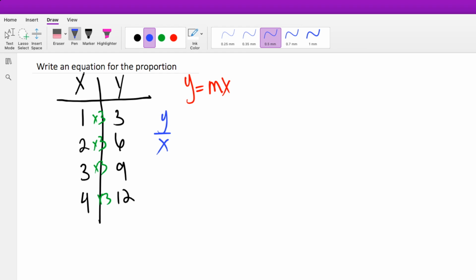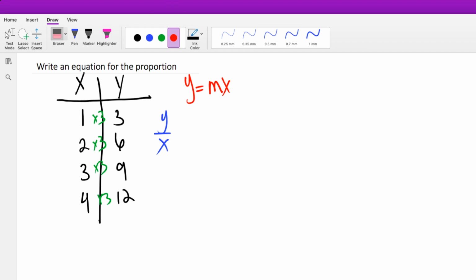Let's pick a y, let's say 3, and then its corresponding x is 1. That gives us a 3. 6 and 2 will also give us a 3. 9 and 3, 9 over 3, will give us 3, and so on. So I'm going to delete this.